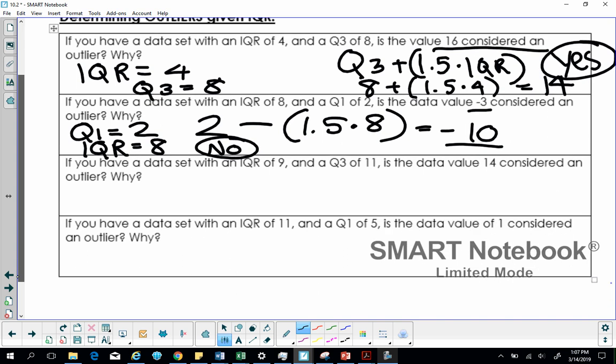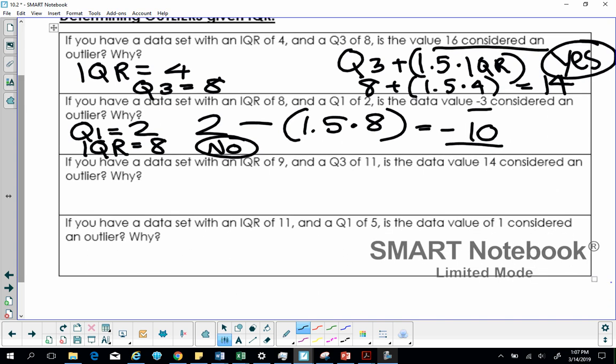You guys try the next two on your own. See if you can figure out, are they outliers or are they not outliers? Does everyone get the formula and all that? That's honestly the only formula that you have to memorize in entire Algebra 1. So it's not too bad.